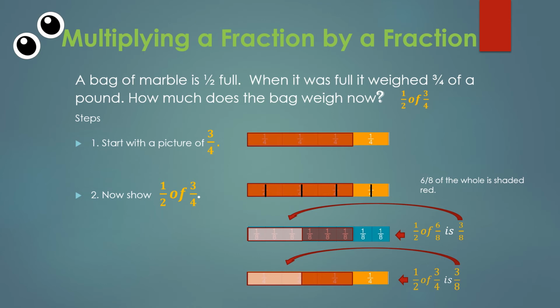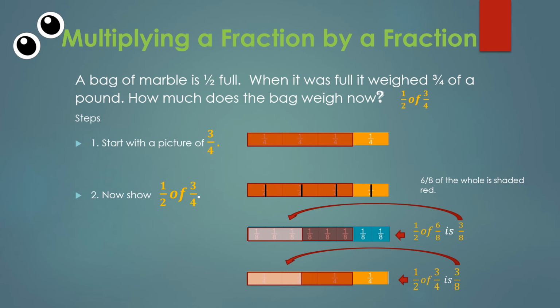2, now show half of 3/4. So we have our fraction bar with 4 sections, 3 shaded in, and we split each fourth in half. Underneath of that one, we also have an 1/8 fraction bar represented, and that one also has 3/4 shaded in, which equals 6/8 shaded in.